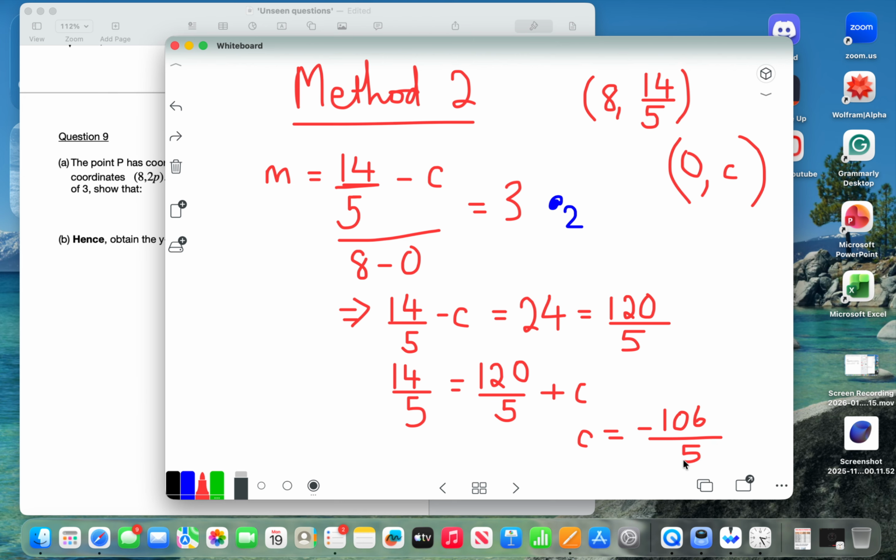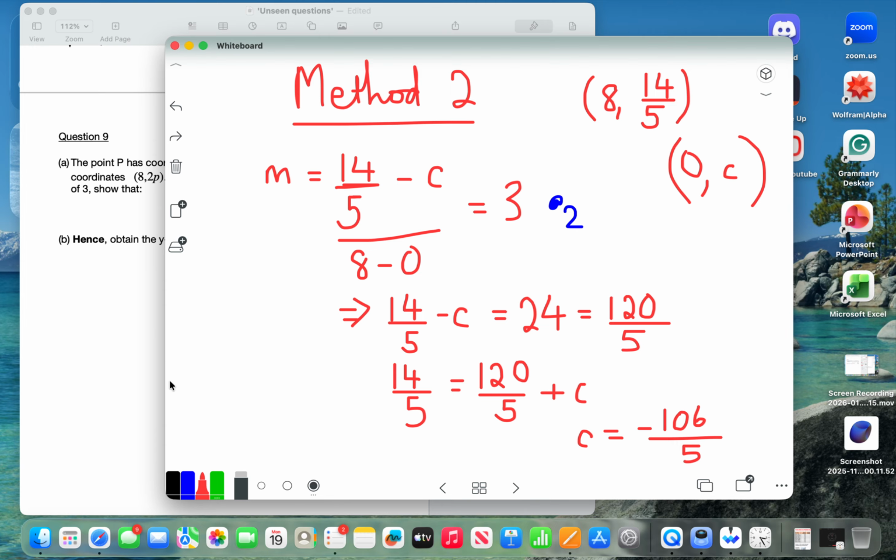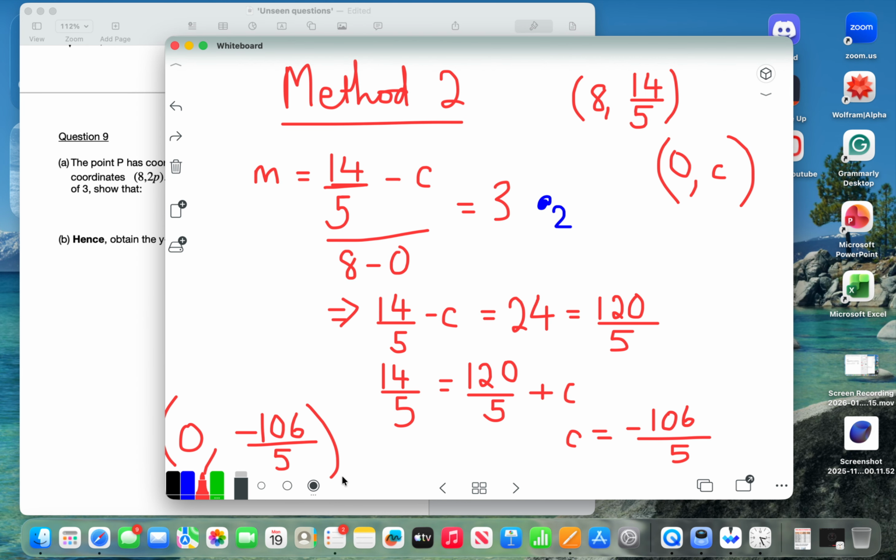So both methods do the job, and we get the point (0, minus 106 over 5) again, and that would be the last mark.